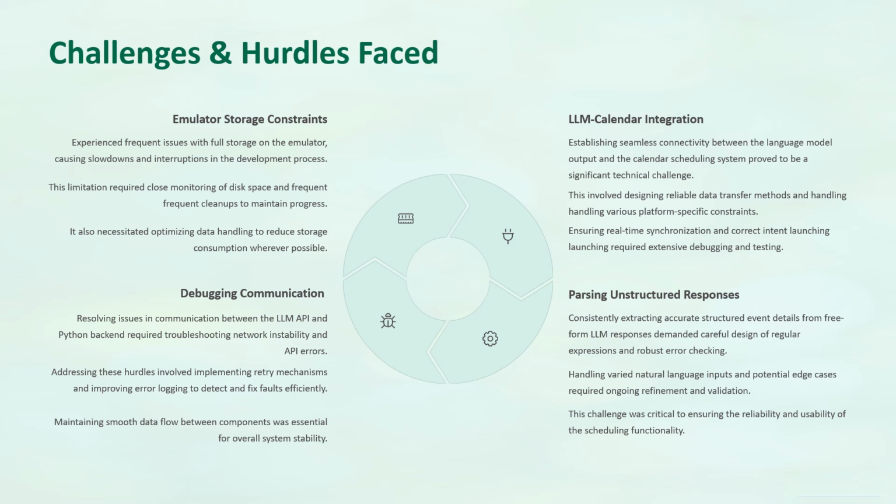Thirdly, parsing unstructured responses from the LLM was tough. We used regex and fallback checks to extract reliable event details. Finally, debugging communication between the Kotlin app, shell script, and Python backend took time. We added logging and retry logic to make the system stable. Each challenge made the system more efficient and resilient.